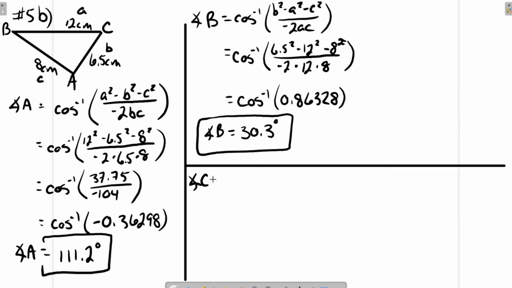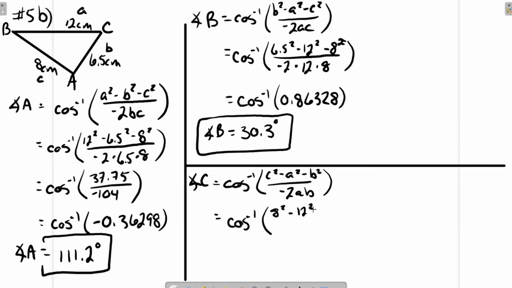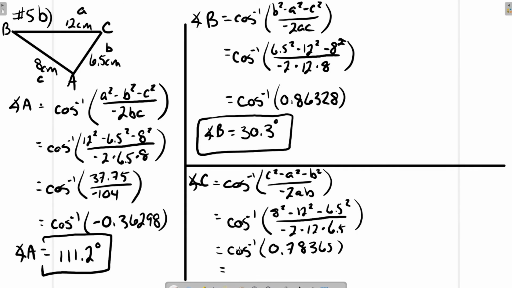Okay, angle C, so we could do the subtraction, but I'll go ahead and do it the long way. Arc cos, this time of c squared minus a squared minus b squared, divided by negative 2ab. Substituting in the numbers, we've got 8 squared minus 12 squared minus 6.5 squared, divided by negative 2 times 12 times 6.5, which, if we crunch that through our calculator, we end up with the arc cos of 0.78365. And putting that through our calculator, we end up with angle C is equal to 38.4 degrees.